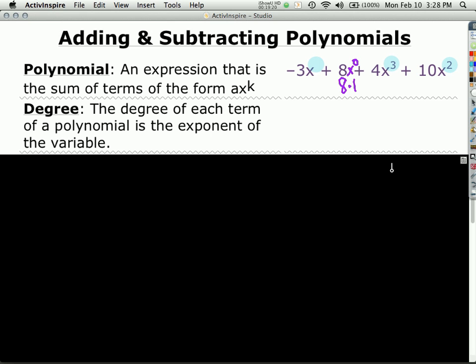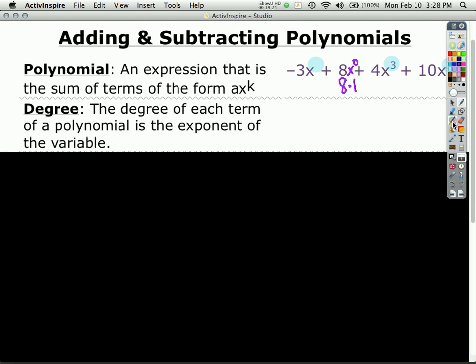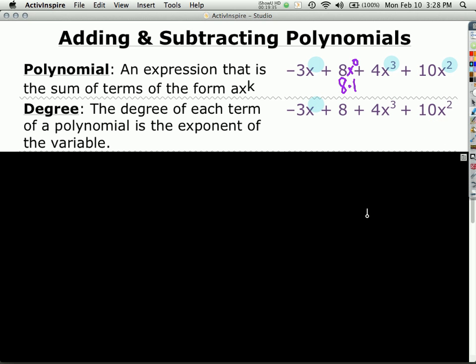Now, what is a degree? A degree is the exponent of the term. So, I'm going to use the same example. And so, the degree here is 1. The degree here, 0. This is a third degree term. And that's a second degree term. So the degree is the exponent.